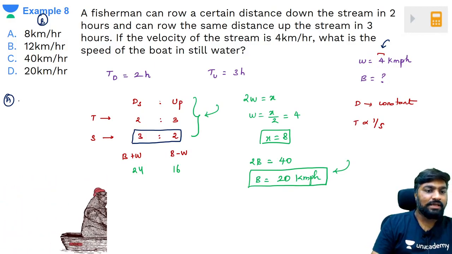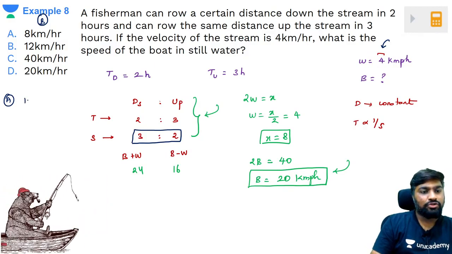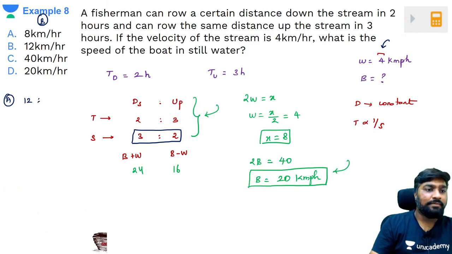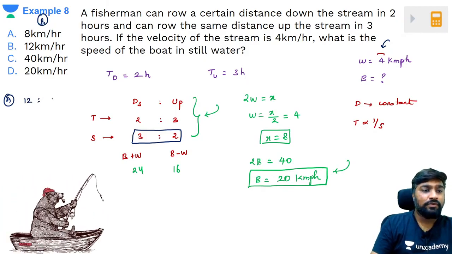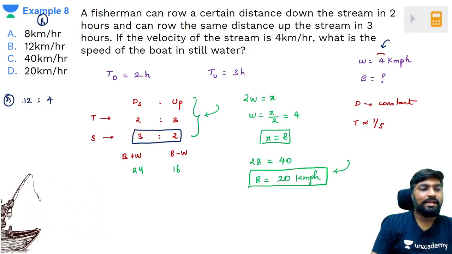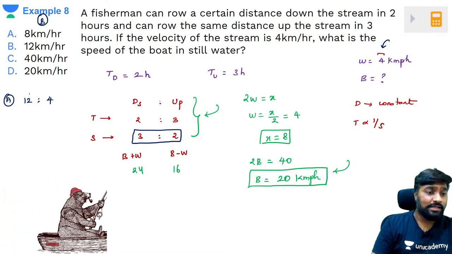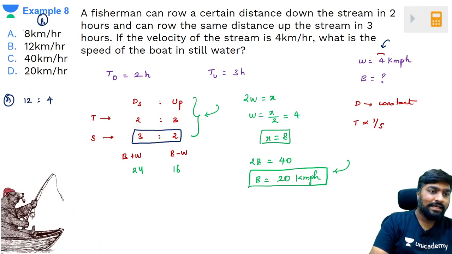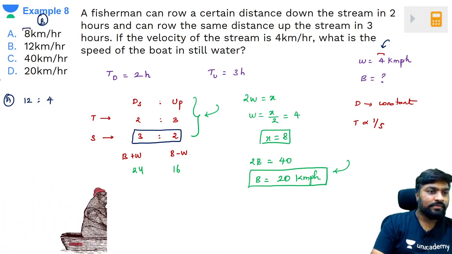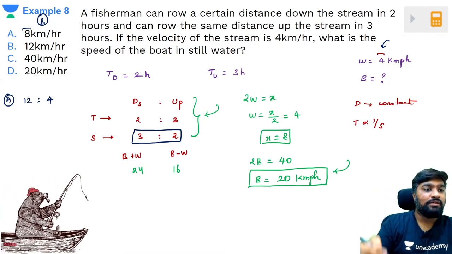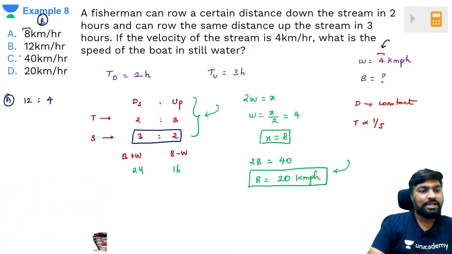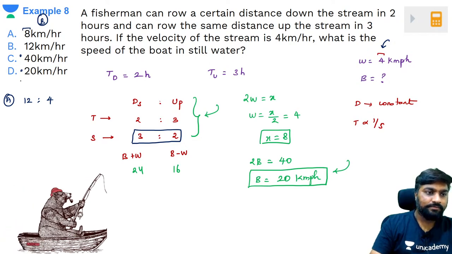So downstream is going to be 8 plus 4, 12. And upstream is going to be 8 minus 4, 4. Is it in the ratio 3:2? No, it's rather in the ratio 3:1. That means this is too small a value. You have to take a larger value. So you could directly try either 40 or 20.